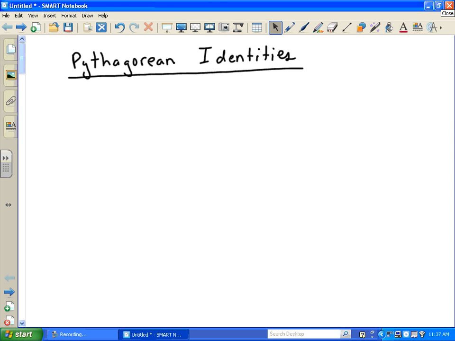I would like to now introduce what we call the Pythagorean identities of trig functions. The first thing I'm going to do is derive the formula for the first one. So what I want you to do is first consider this true statement.